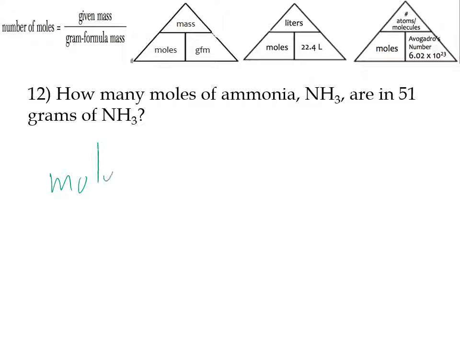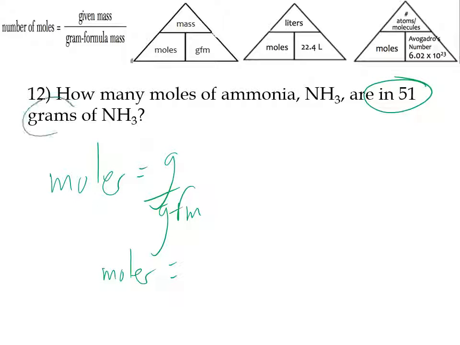How many moles of ammonia, NH3, are in 51 grams of NH3, in number 12? Moles equals grams over gram formula mass. We don't know how many moles we have, so I'm going to leave that blank and just write moles equals how much do we actually have. It says we've got 51 grams. So we're at 51 grams on the top of my fraction.